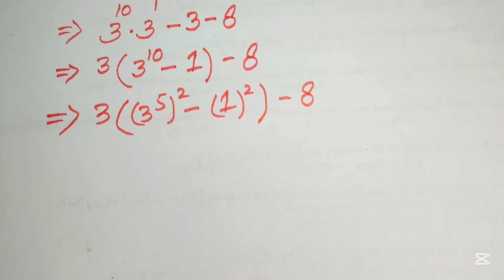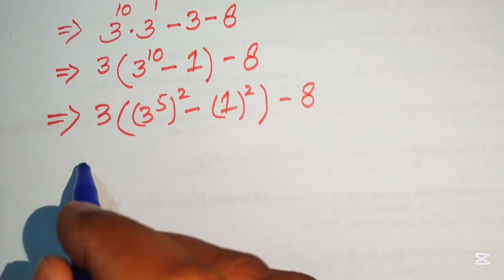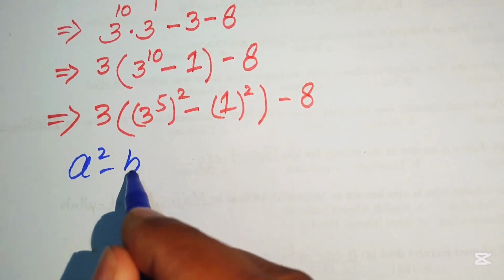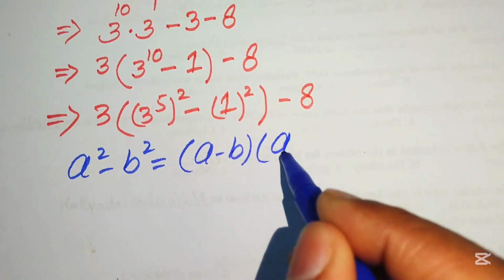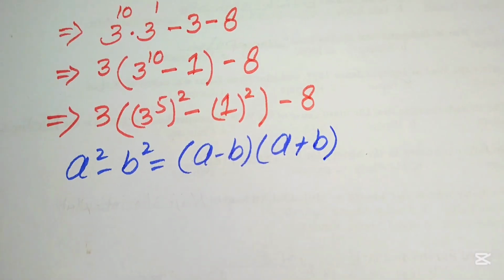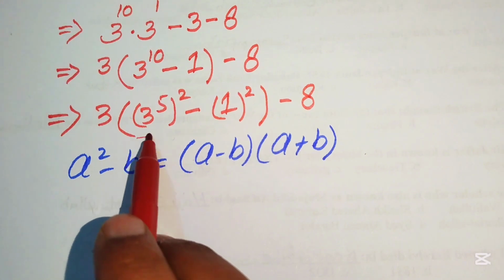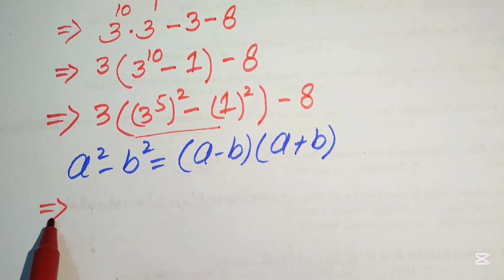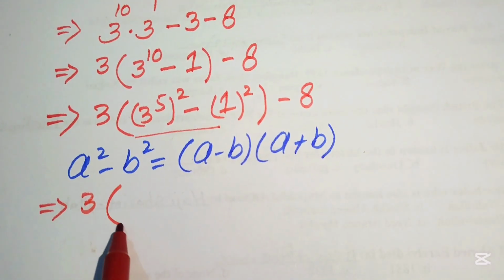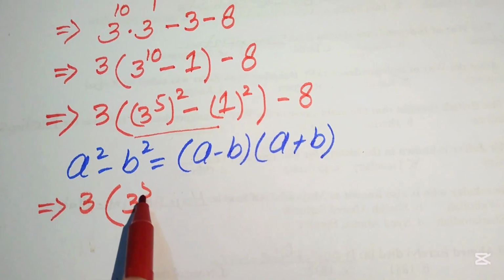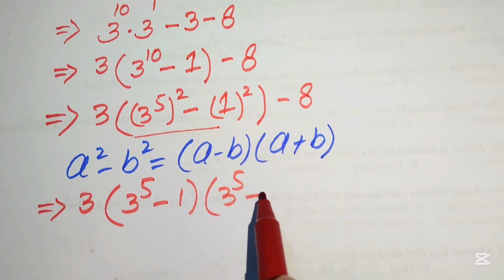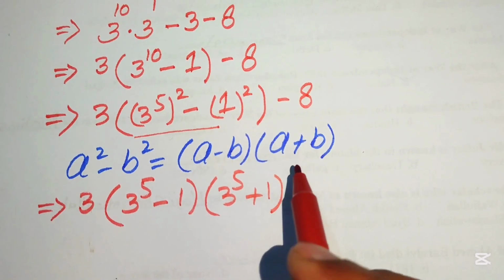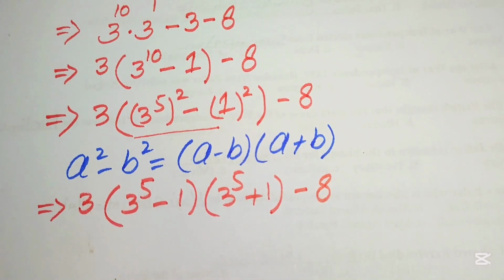Okay, so here we know about another algebraic formula. You know about this formula. If we have a square minus b square, it is equal to a minus b times a plus b. Okay, so now here we need to use this nice formula on this factor only, so we apply this formula on this term, and after applying this formula it will be written as 3 to the power of 5 minus 1 into 3 to the power of 5 plus 1, and this is minus 8.